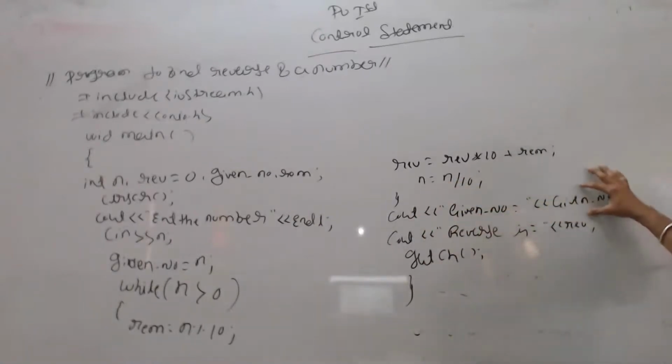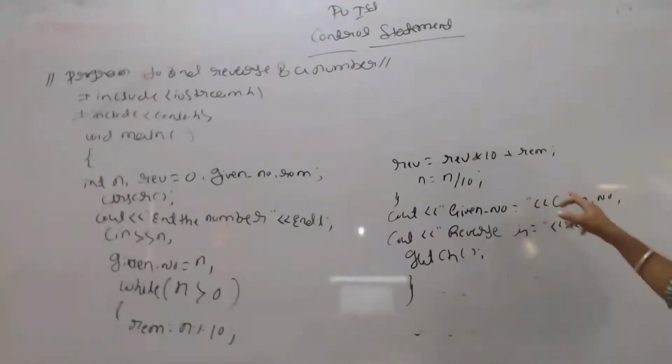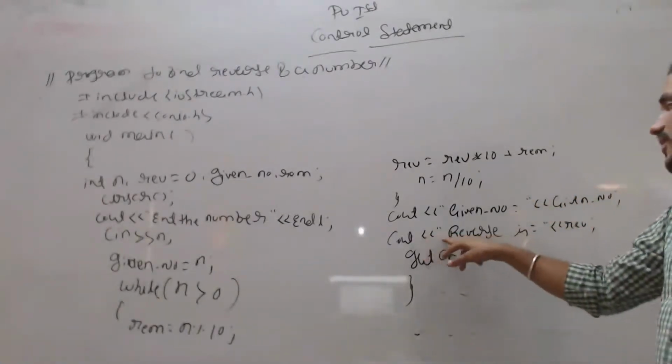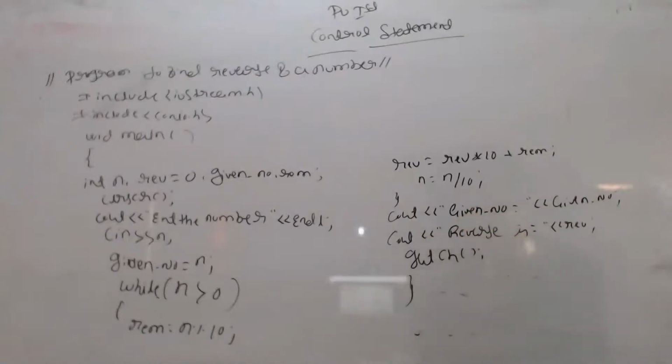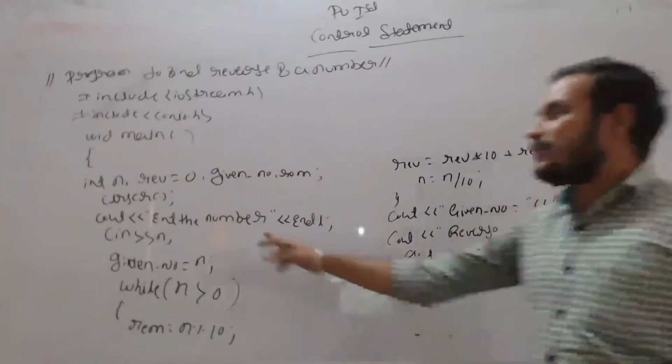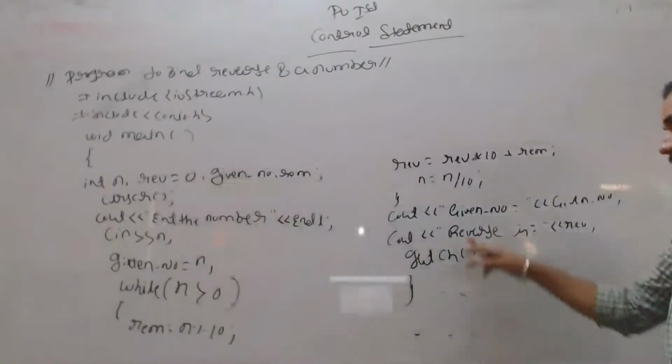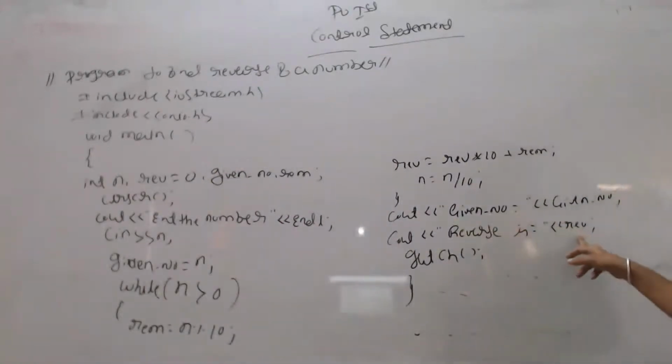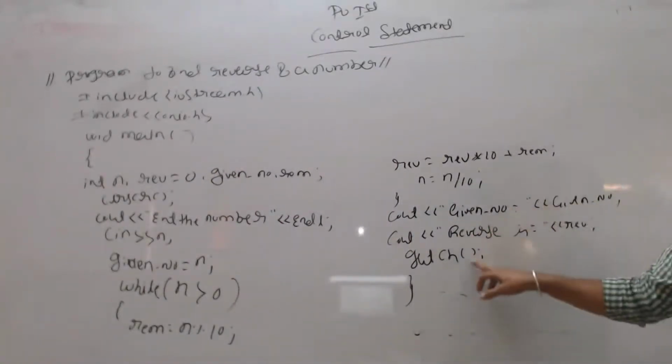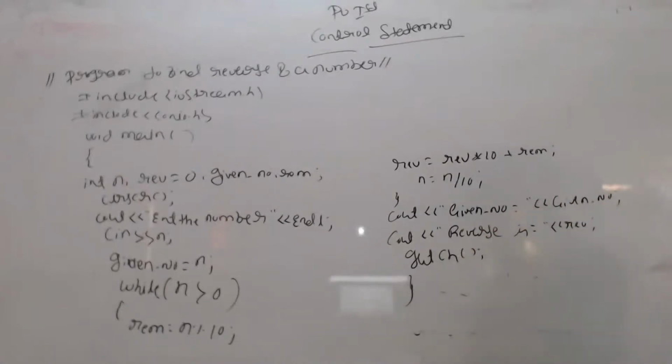So the value will be read here. Given number is equal to given number. So cout reverse of a number. Right? So reverse means what? 0. 0 in the reverse. Reverse of number is reverse. Then close.